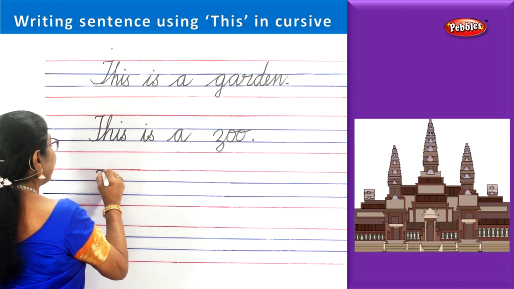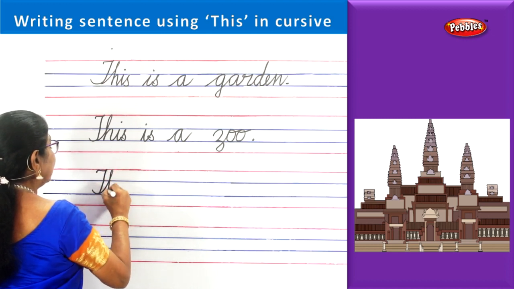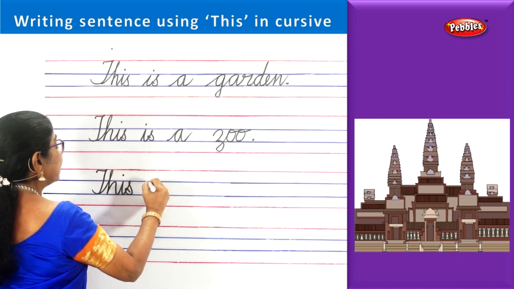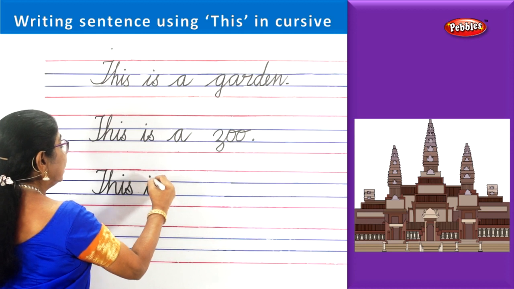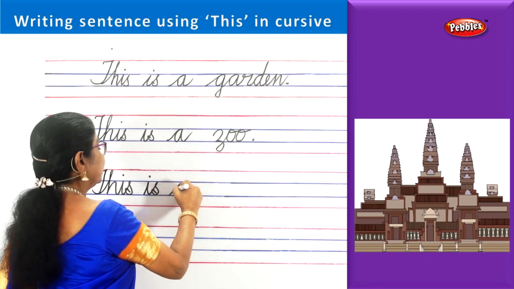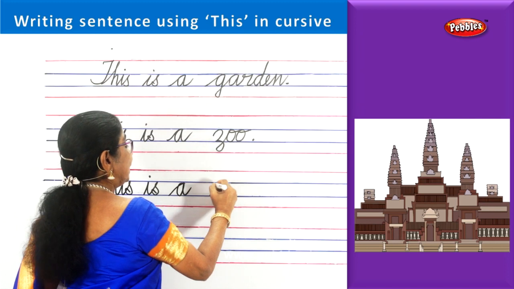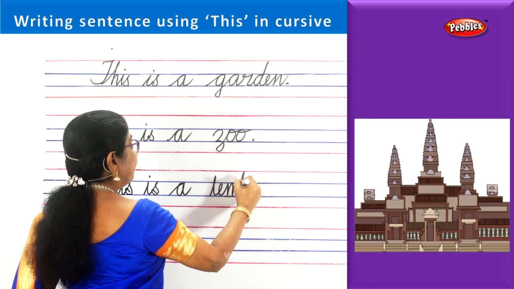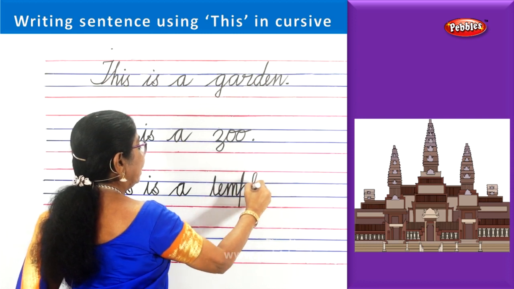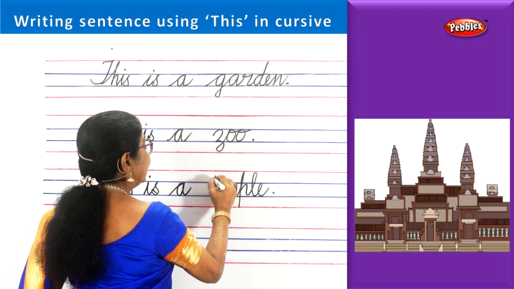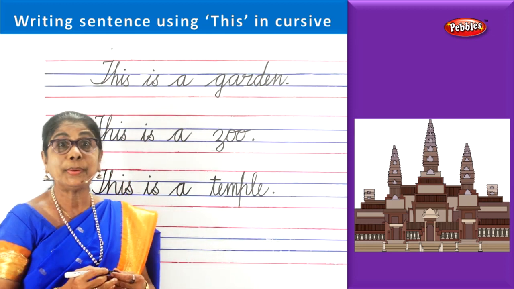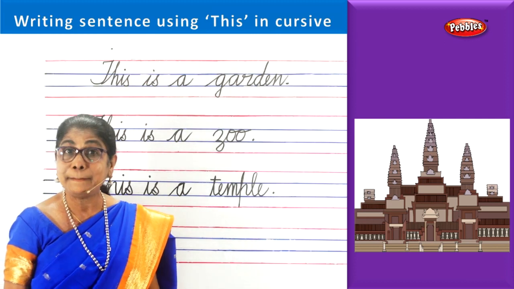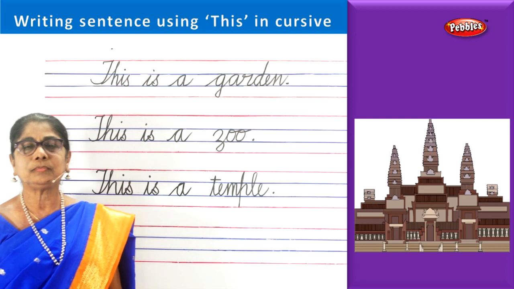This is a temple. T E M P L E. Temple, a place where you go and pray to ask God's blessing. This is a temple. Next.